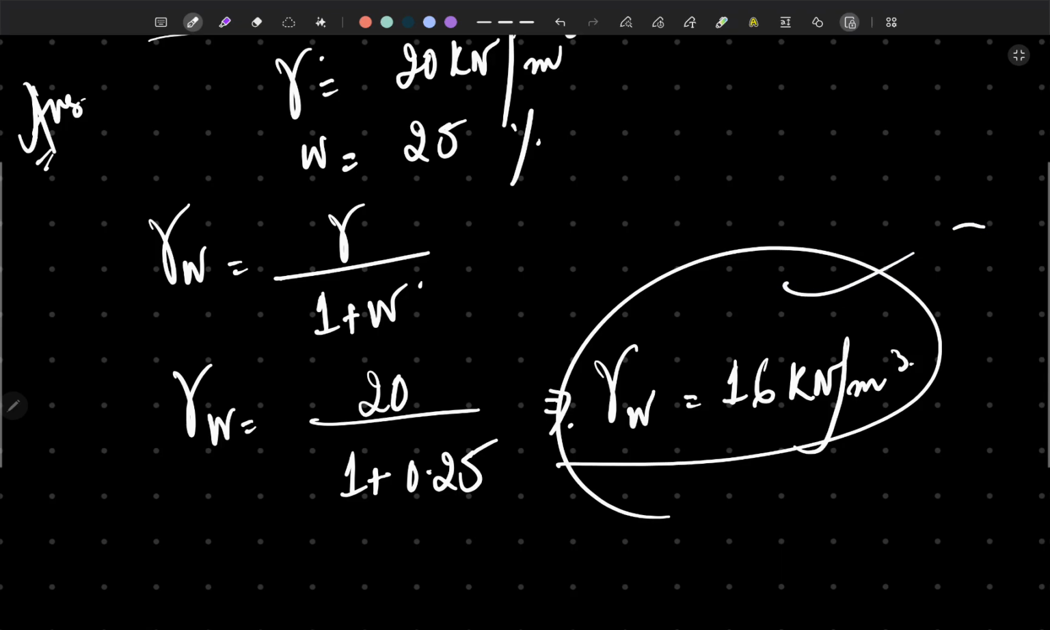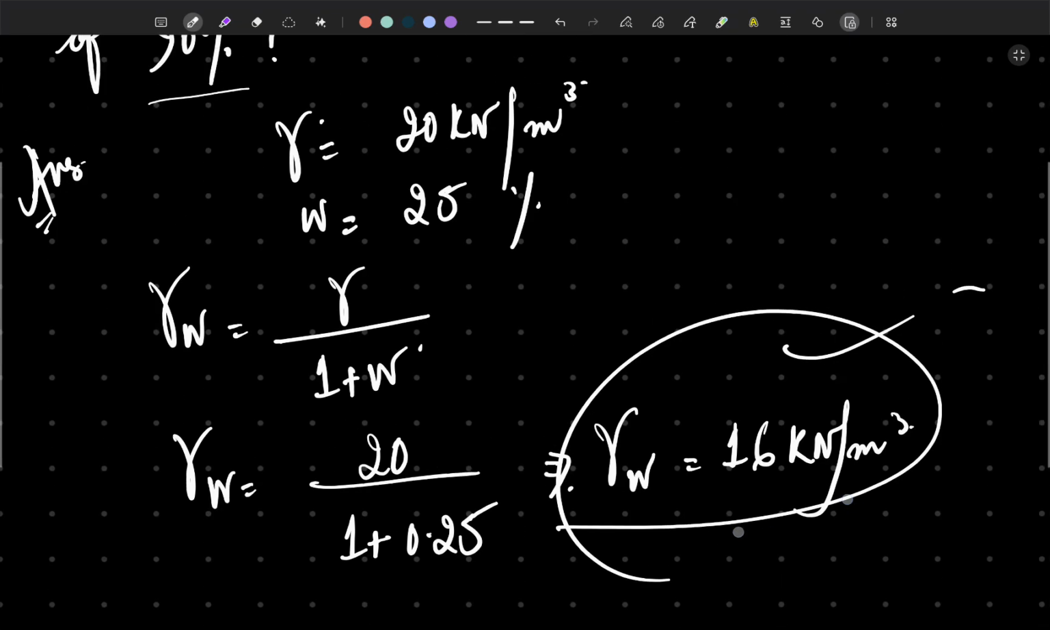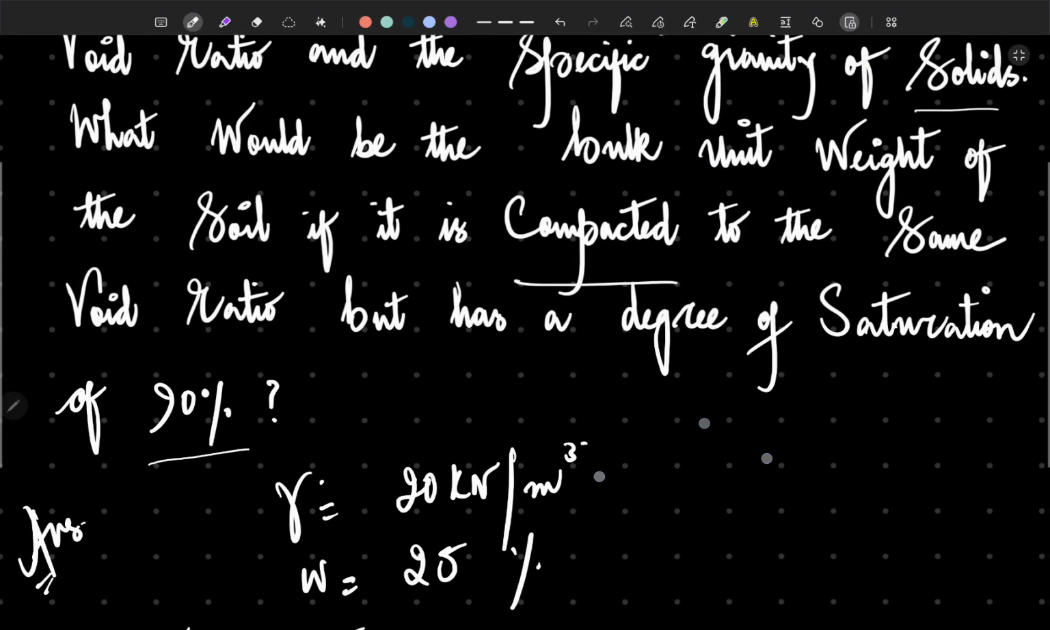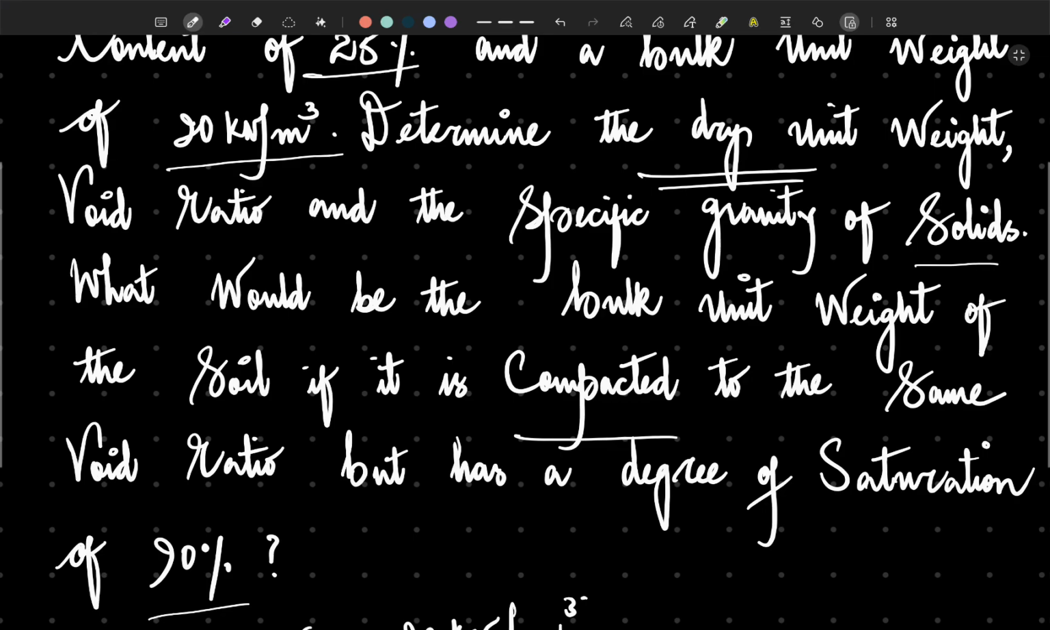I used the equation which relates the dry unit weight with the bulk unit weight and the water content. I wrote w, rather it's d. So the dry unit weight is 16 kilonewtons per cubic meter. What else does it ask? It asks to determine the dry unit weight, void ratio, and the specific gravity of solids.